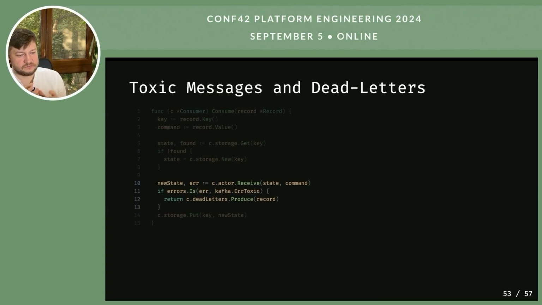So this is just a simple dead letters queue. That means that the new state after the receive method returned a toxic error, and we want to handle this letter somehow later. So this is a dead letters queue right in Kafka as well, and we are producing the same record to the dead letters queue. We can run some monitoring, analytics, anomaly detection, and many more.